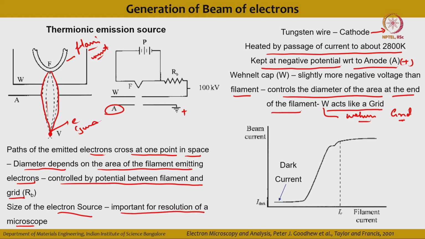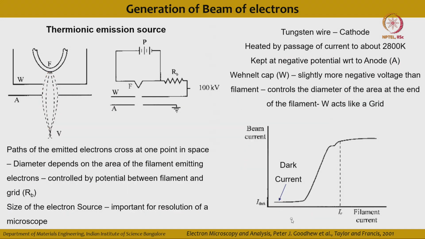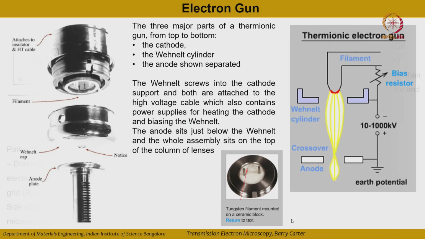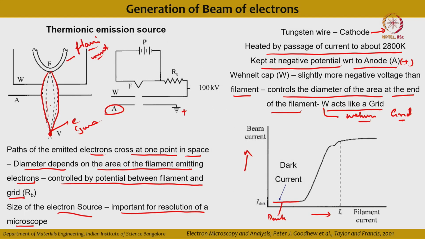Here you can see that this is your beam current. Beam current means the actual current of electrons travelling after you apply the potential, and this is your filament current. So the filament current increases initially. As the filament current increases, you can see that this particular value is a dark current, which is, as I told you, when you do not apply a bias or a voltage, this current passes through the filament.